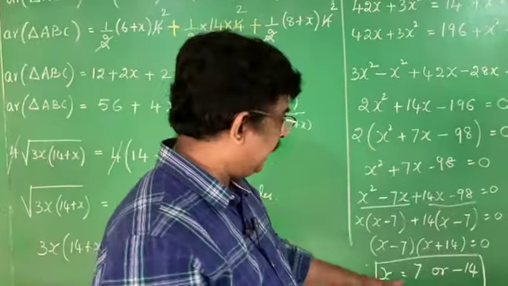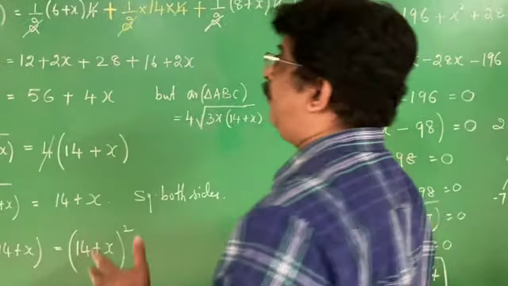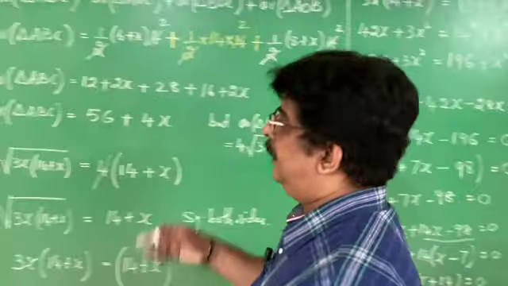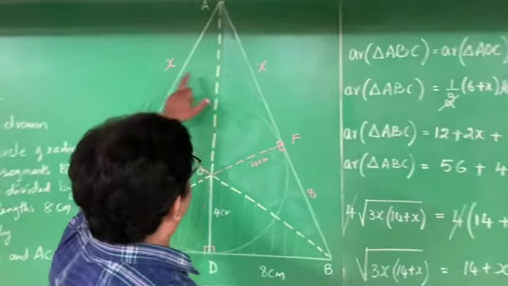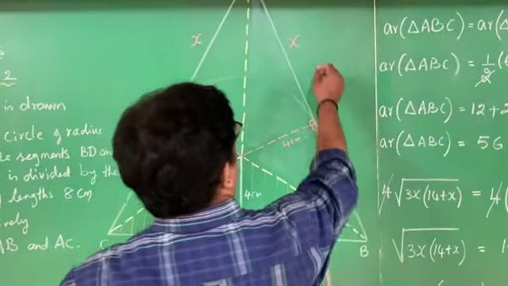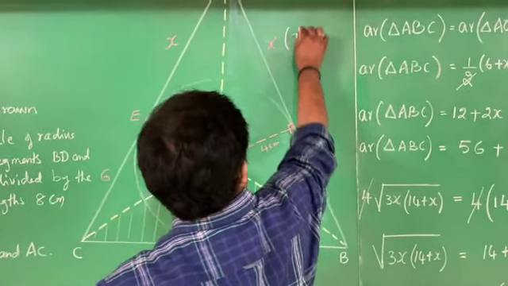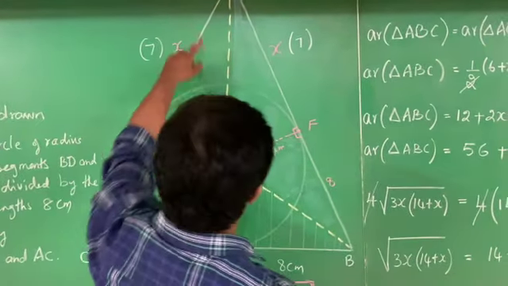Now, we have not got the answer. Still, the problem is there. The x value is 7. Now, I go back to the diagram. Here, at the place of x, I can replace 7. I got x as 7. If I write this as 7, this as 7, then what is the length of AB?